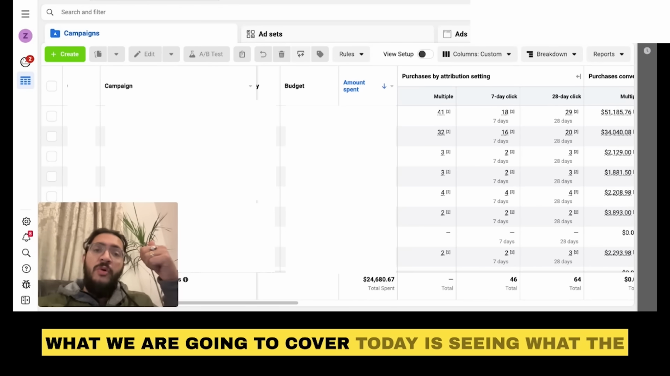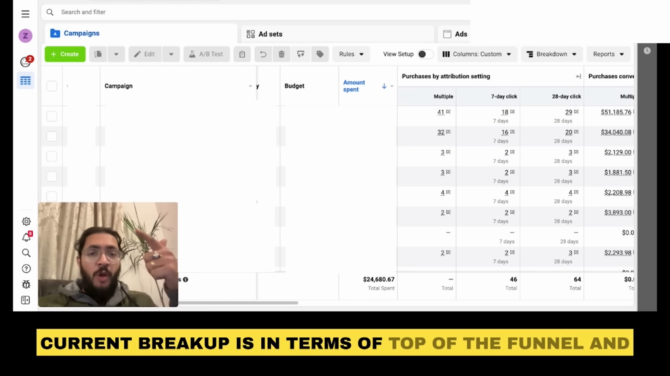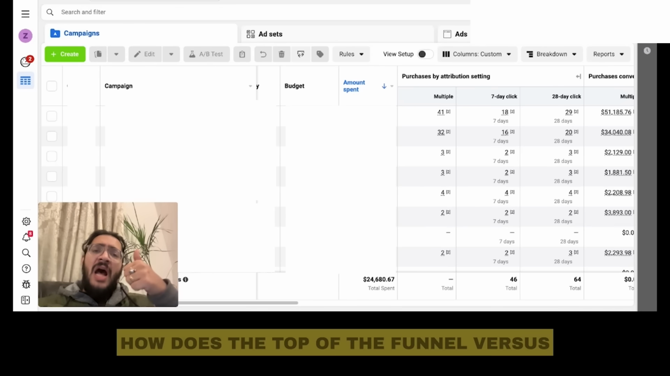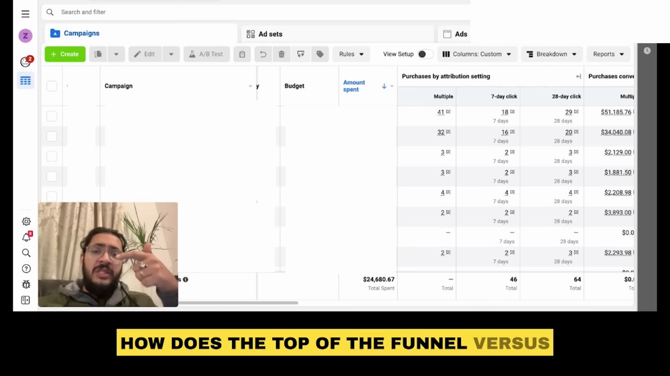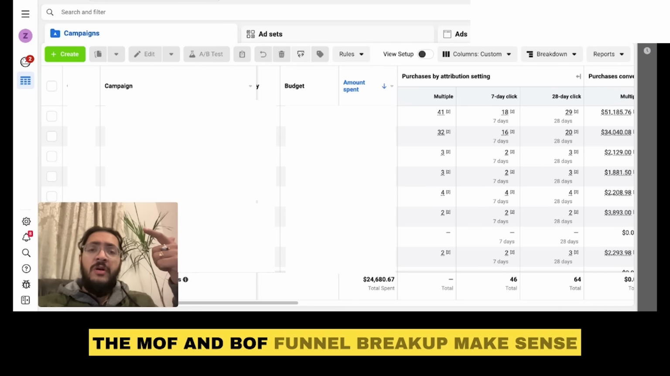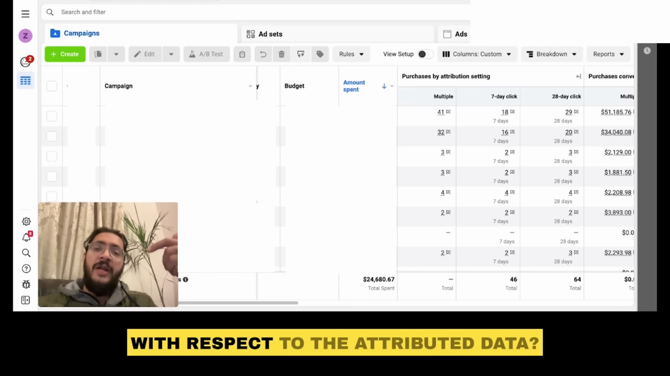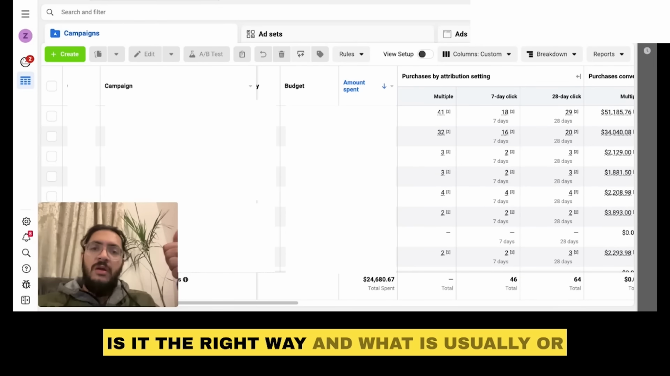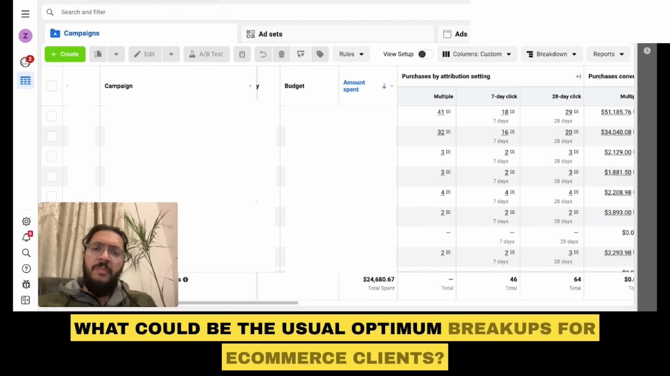What we are going to cover today is seeing what their current breakup is in terms of top of the funnel and middle of the funnel and bottom of the funnel. How does the top of the funnel versus the MOF and BOF funnel breakup make sense with respect to the attributed data? Is it the right way? And what is usually, or what could be the usual optimum breakups for e-commerce clients?